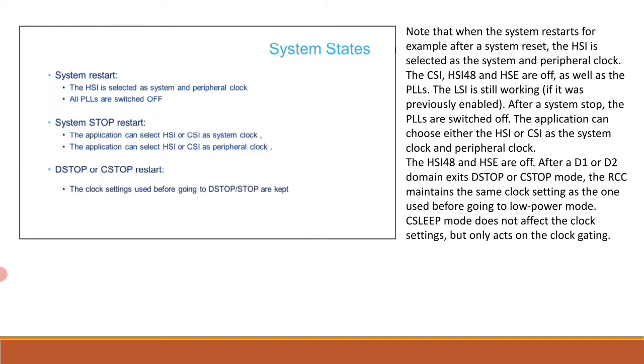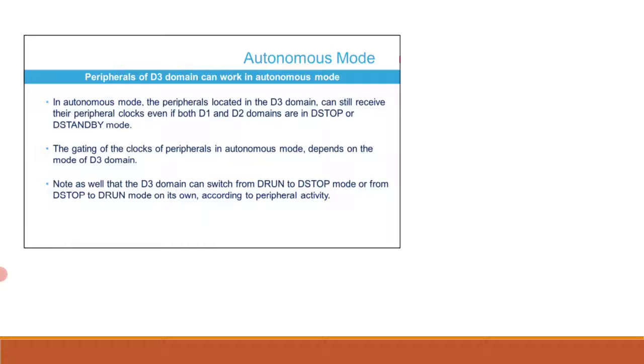There is something called autonomous modes, which offers the possibility to provide the peripheral clocks to peripherals located in D3 even if the CPU to which they are allocated is in C-stop mode. If both D1 and D2 domains are in D-stop or D-standby mode, the gating of the clocks of the peripherals in the autonomous mode depends on the mode of the D3 domain. If D3 domain is in DRun mode, the peripheral will receive its peripheral clocks. If D3 is in D-stop mode, the peripheral clocks are gated, but the peripherals can still request the kernel clock if they have this capability.